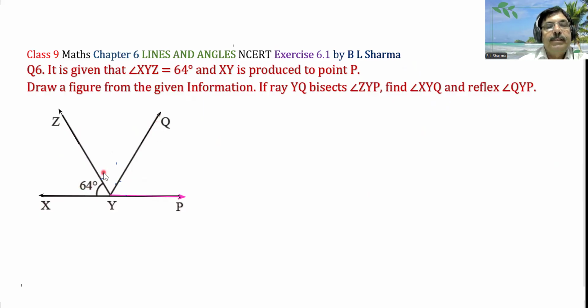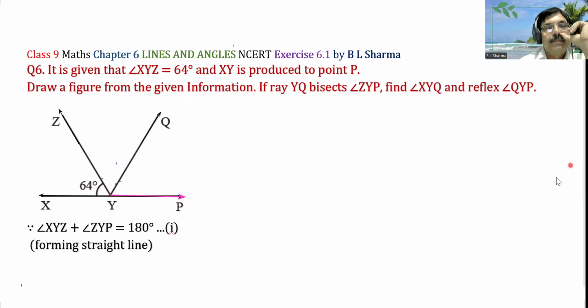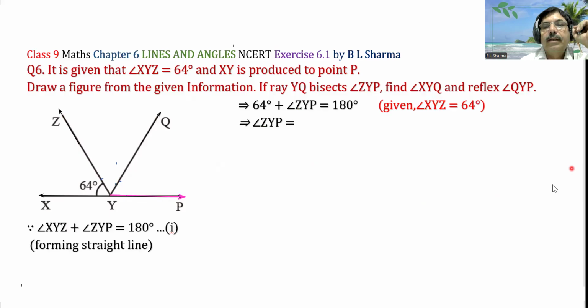We know that this angle plus this angle plus this angle, they are forming a straight line. So the sum of all these angles will be 180 degree. So 64 plus angle ZYP is equal to 180 degree. Angle ZYP is equal to 180 minus 64. Angle ZYP means this angle. 180 माइनस 64 दैट इज इक्वल टू 116. ये जो एंगल है ZYP ये 116 का है.